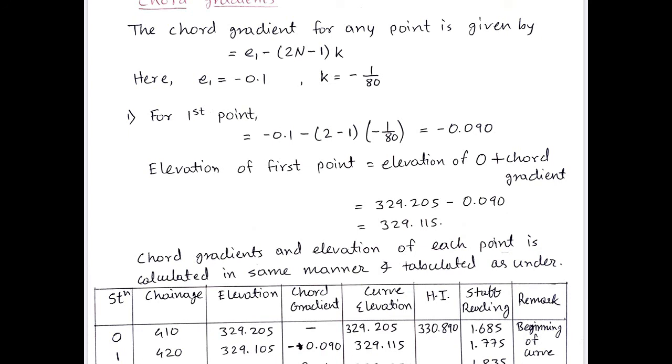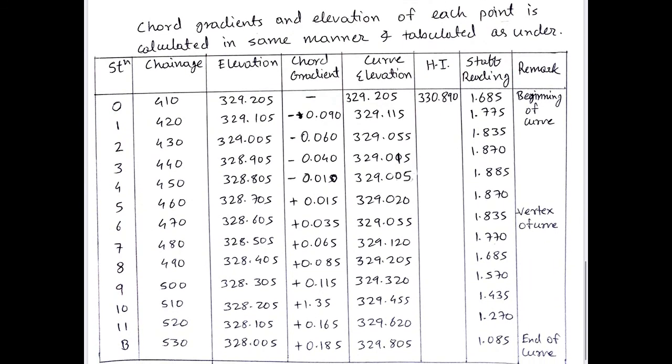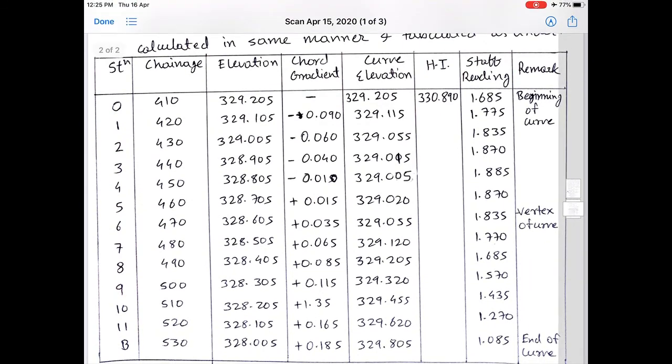your height of instrument, which is also known as height of collimation, which is already given, that is 330.890. Staff reading, which we have to find out. The question is to find out staff readings, and last is remarks. So starting with the first column, we write down the station points starting from O and ending with B, and the intermediate points as 1, 2, 3 and so on.